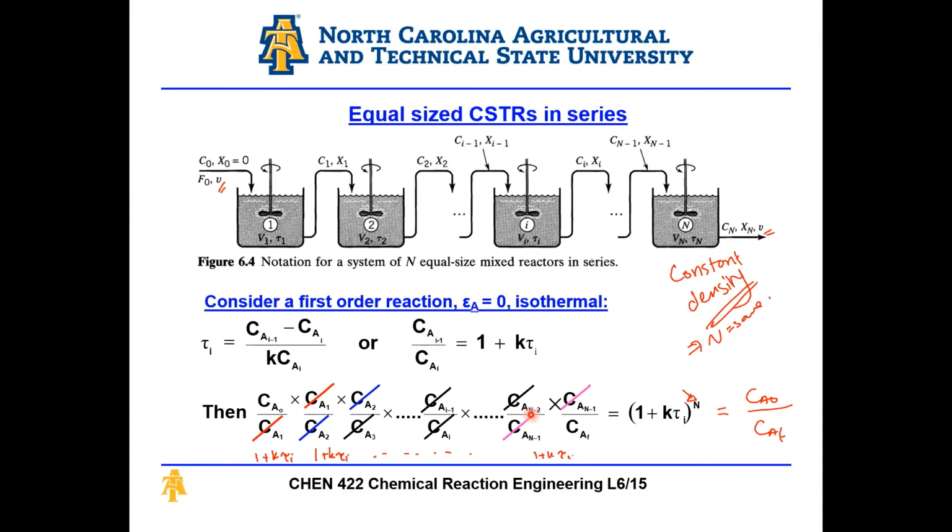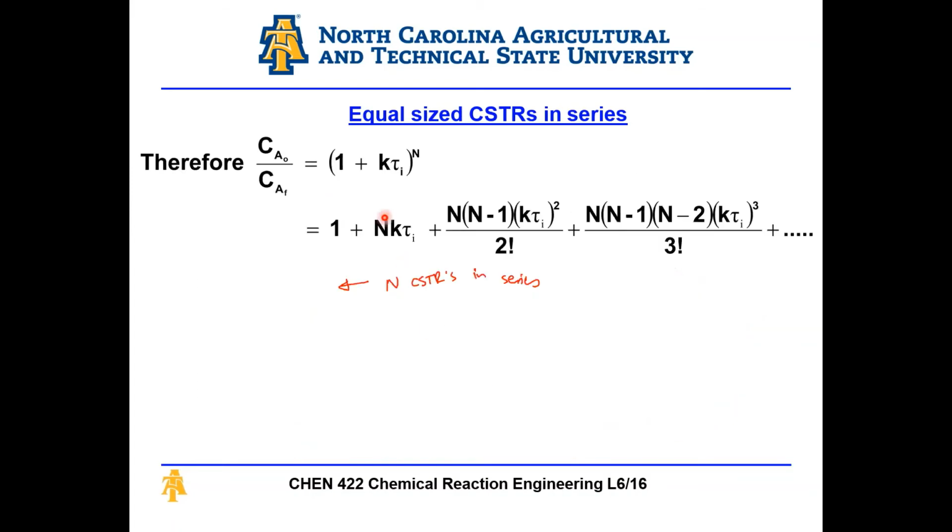We multiplied all these ratios to get an expression here, 1 plus k tau i to the n. I expanded this expression using series calculus to just get a larger series expression.